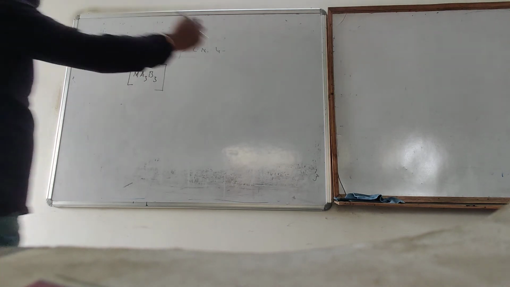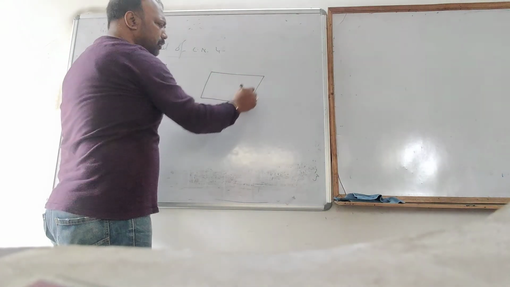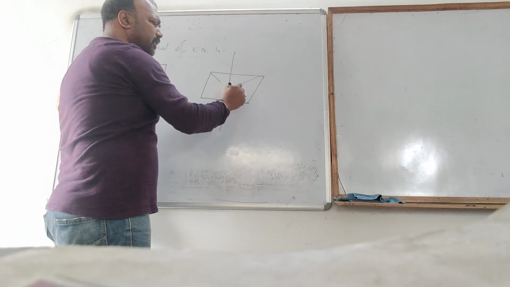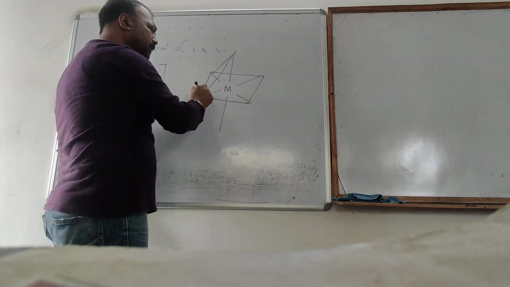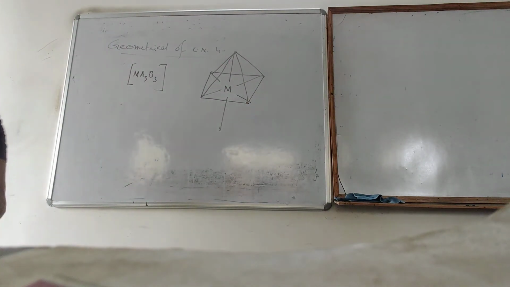Let's see how it shows two geometrical isomers. It is simple, just understand it. This is the octahedral structure; I'm just trying to draw it. This is the top part of the octahedral. Same way, the bottom part is also there.